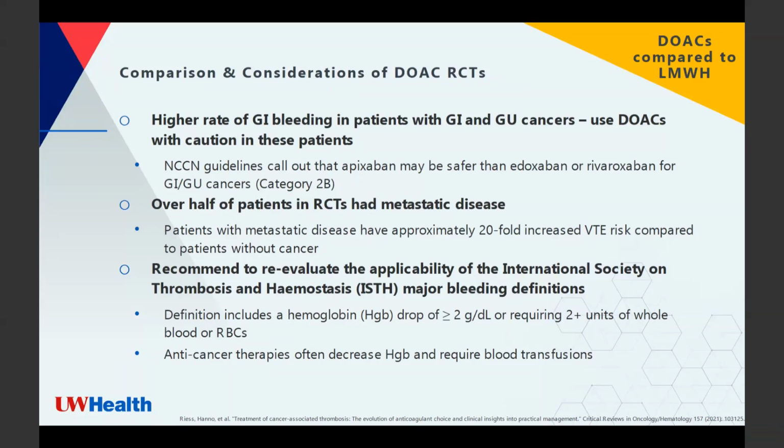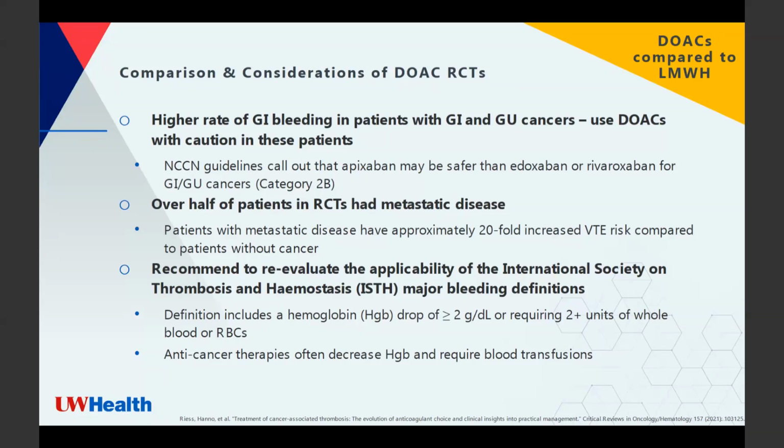I also want to comment that over half of the patients in these randomized controlled trials had metastatic disease, and we know that patients with metastatic disease have approximately 20-fold increased VTE risk compared to patients without cancer. And this helps us understand that these trials, unlike the previous DOAC trials, didn't select for lower risk patients.